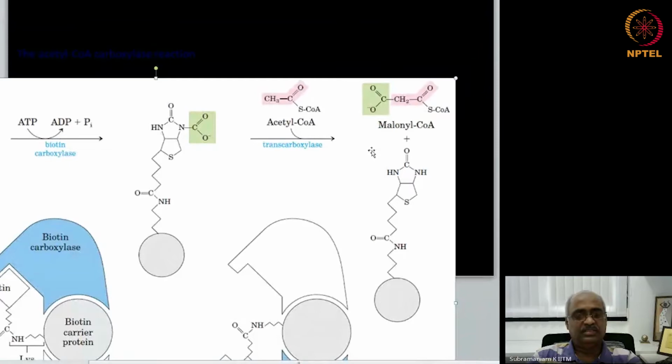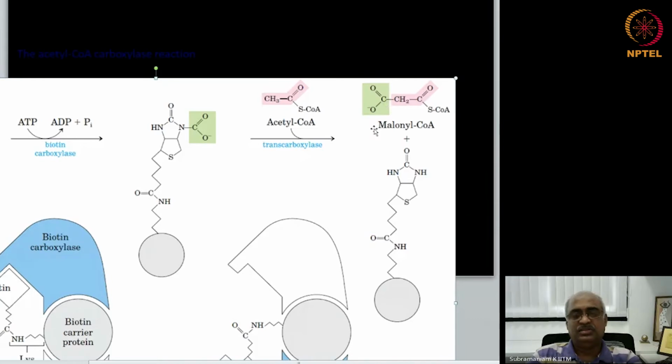So this is the summary reaction. In the next active site, which is the trans-carboxylase activity, this is transferred to the acetyl-CoA, generating malonyl-CoA. Okay, so malonyl-CoA is quite simple. You have two carboxylic acids connected by a methylene group in between.